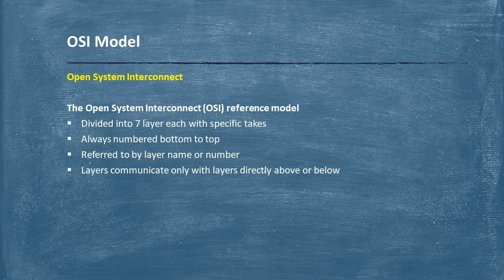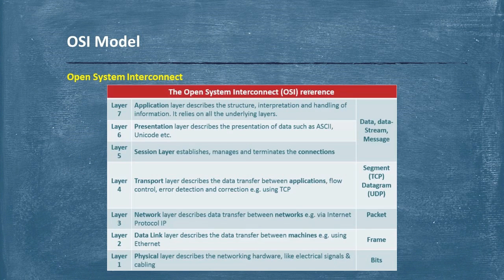So let us see what the different components of this model are. It is divided into 7 layers, with each performing a specific task, always numbered bottom to top. That is, the bottommost layer is number 1 and the topmost layer is 7. Layers communicate only with the layers directly above or below. It cannot jump. Let us take a brief look at all these 7 layers.